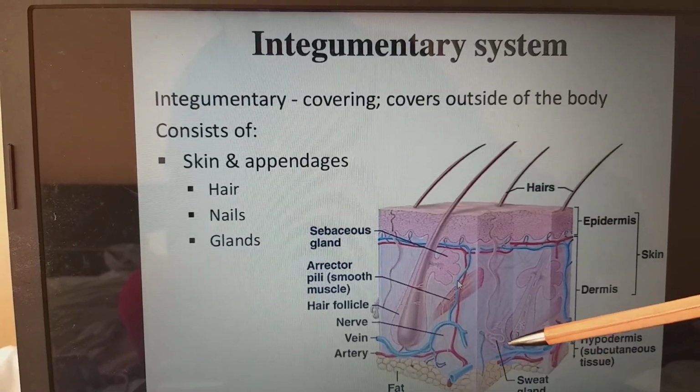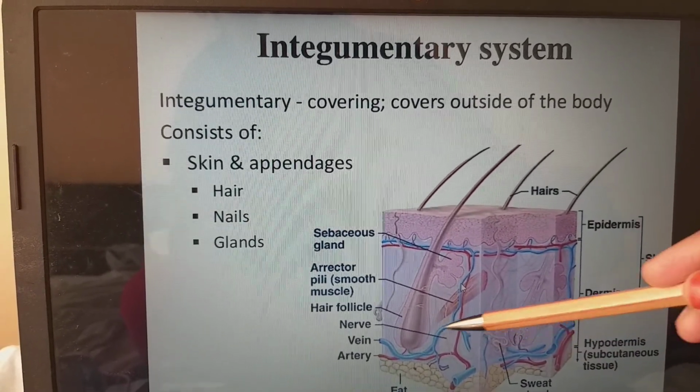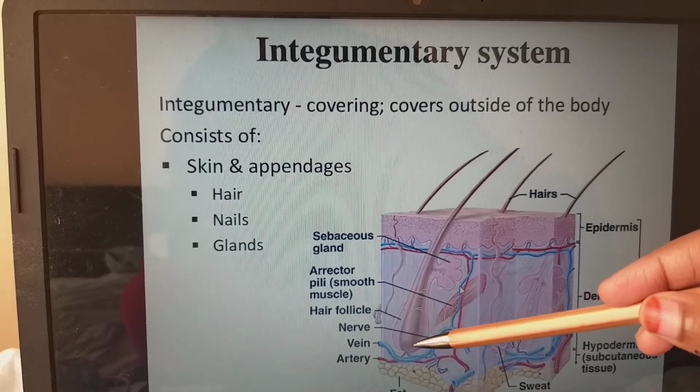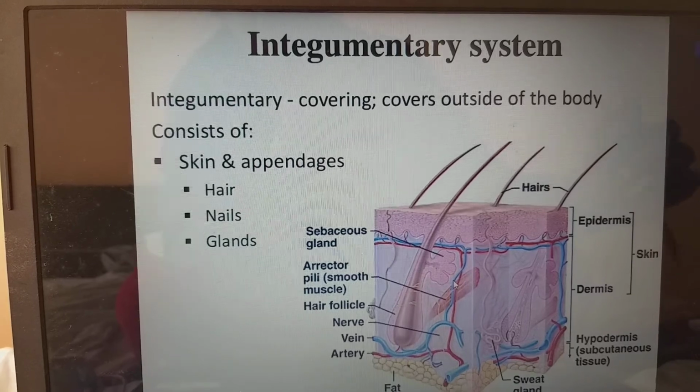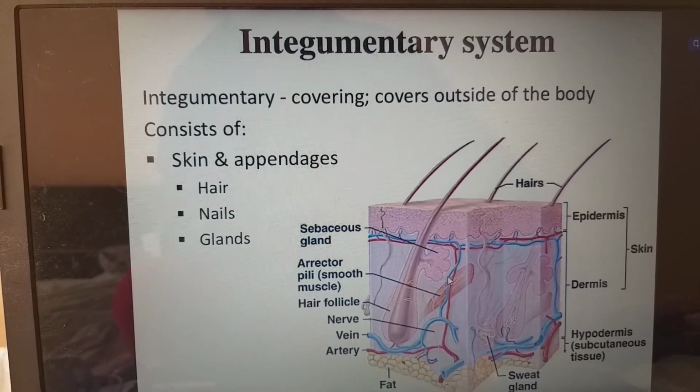In this dermis layer we have the sweat gland, hair follicle, artery, vein, erector pili muscle, and sebaceous glands. So we are going to discuss all about this in this video.